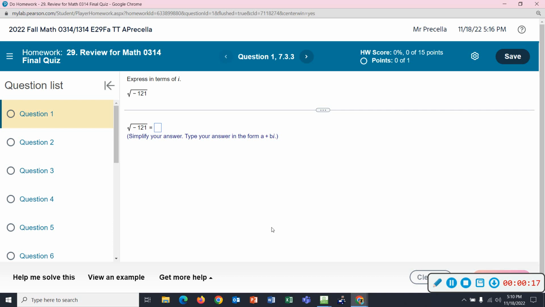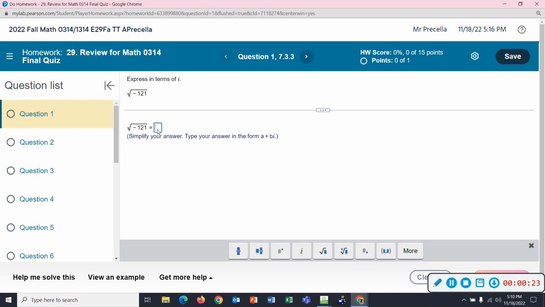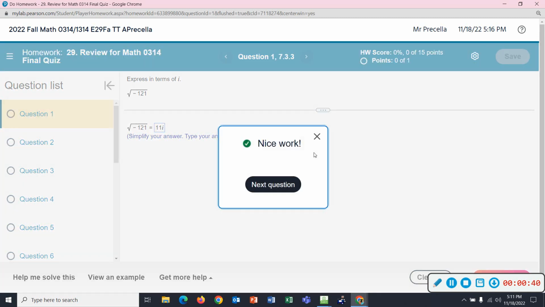Let's see, the first problem says express in terms of i. So that's giving you a hint, there's an imaginary number here. Well, the square root of a negative is an imaginary number, and the square root of 121 is 11, so 11i is our first answer there.